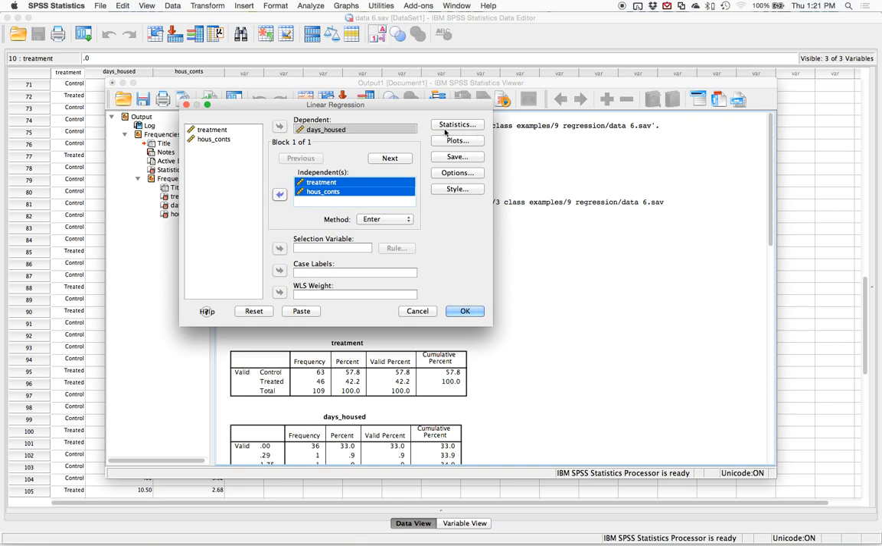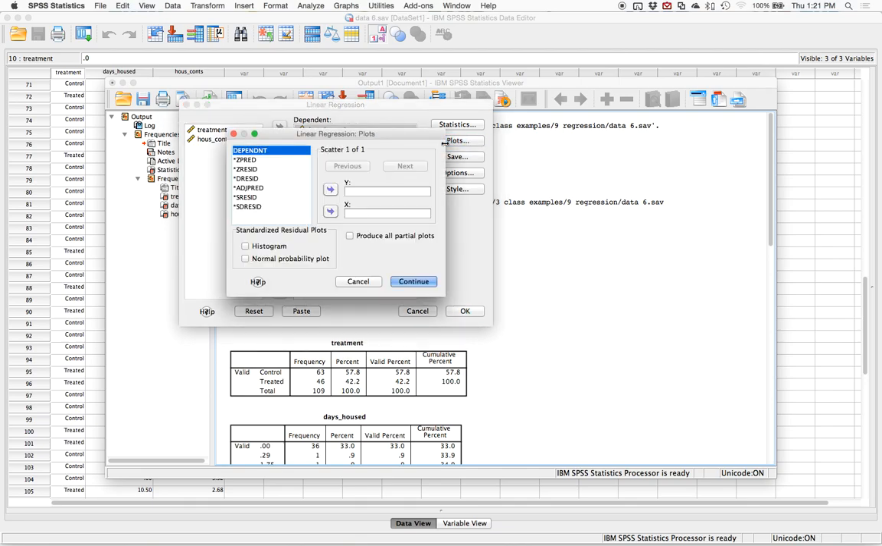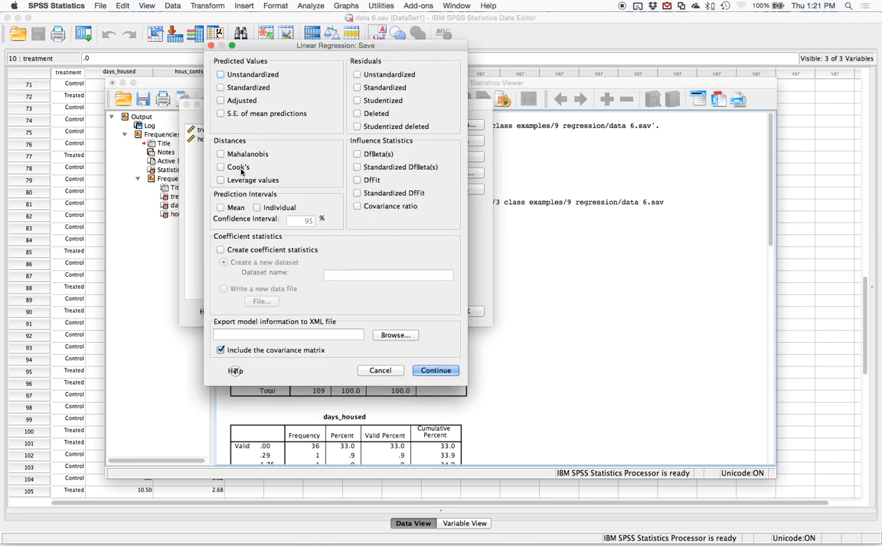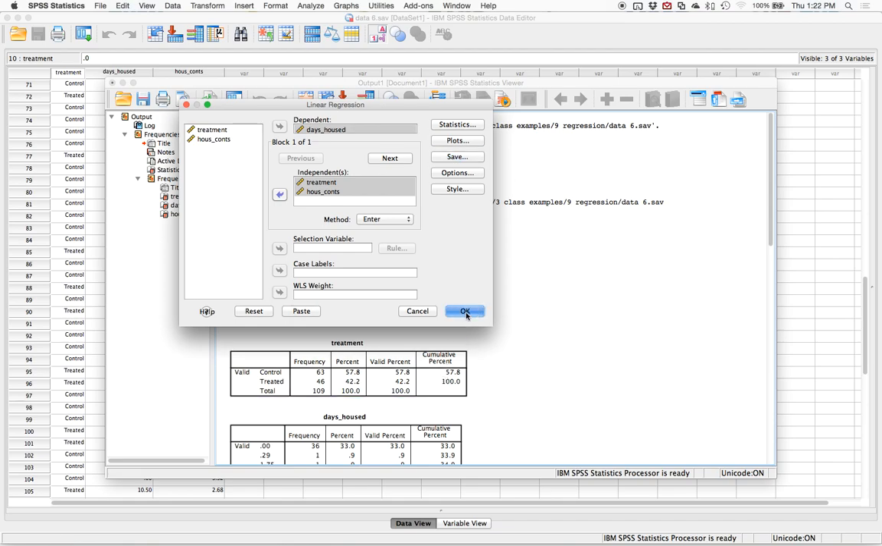Okay, so let's see. We want to get just the stuff for screening since this isn't the actual mediation test. So plots, z-pred and y, z-residual and x, histogram and normal probability. Continue. And then save, and all three of the distances, Mahalanobis, Cook's, and leverage, remembering that there are a bunch of different outlier statistics. It's just these three are the ones we've been learning, and they're sort of the best bang for your buck. So hit continue, and okay.